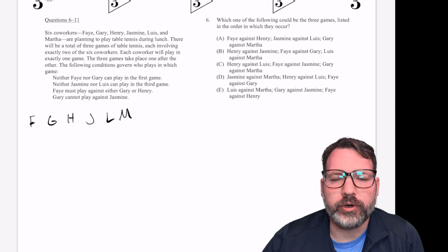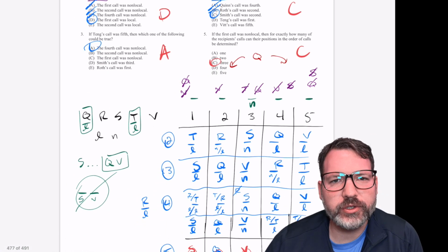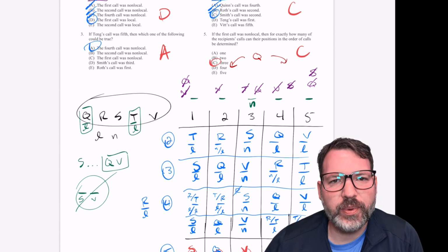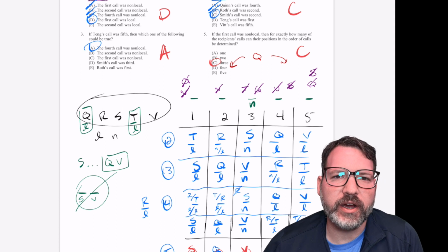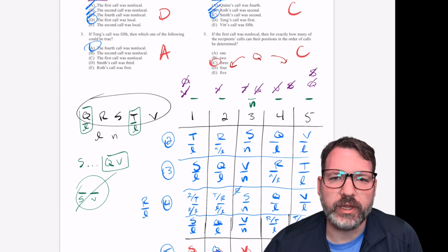Classic 2-dimensional order game. Interestingly, the first game in this section was also kind of a 2-dimensional order game, but the elements that we were placing, there were 5 of them for 5 spaces, and then there was just a secondary characteristic we were keeping track of at the same time, whether they were local calls or non-local calls. You can see that game if you just click back in the playlist.